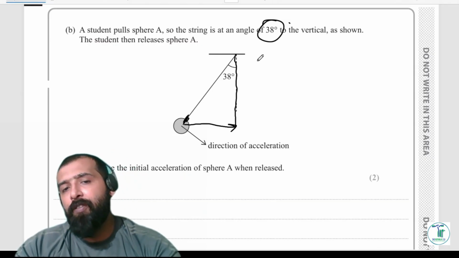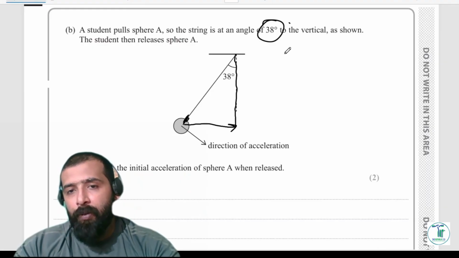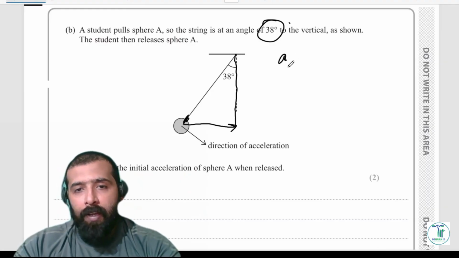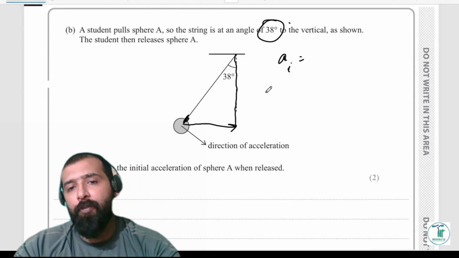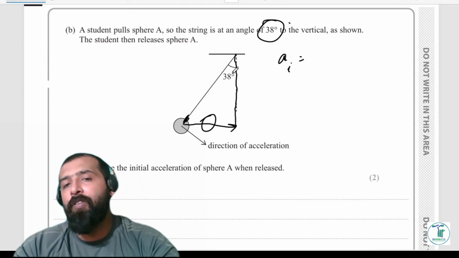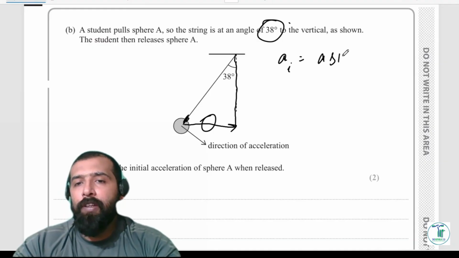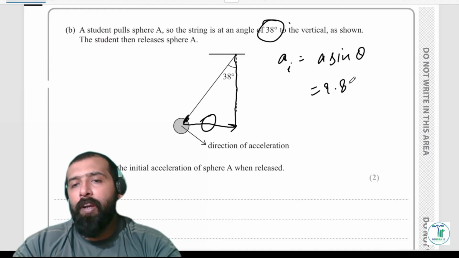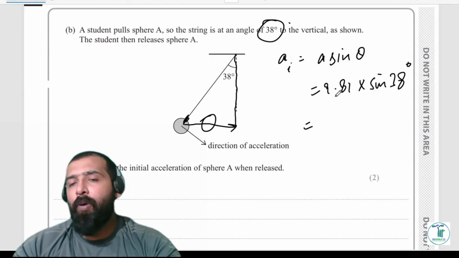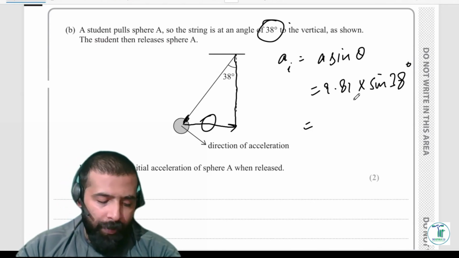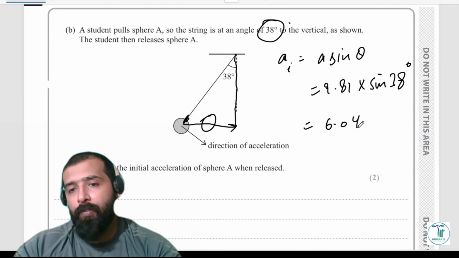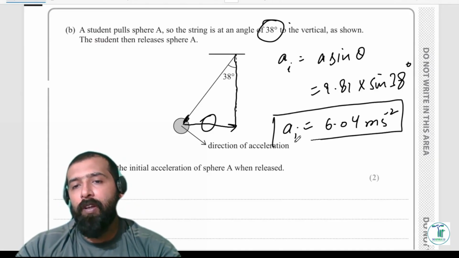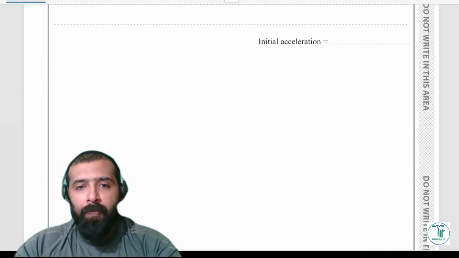So what does that mean? It has to be a vertical component of the gravitational acceleration. So the initial acceleration of the sphere has to be, because we're looking for this component, this is the opposite side of 38, right? So you just need to use sine theta. So you've got 9.81 times sine 38. You just need to work this thing down. So 9.81 times sine 38 would be something like 6.04 meters per second square. That has to be this type of an acceleration, right?